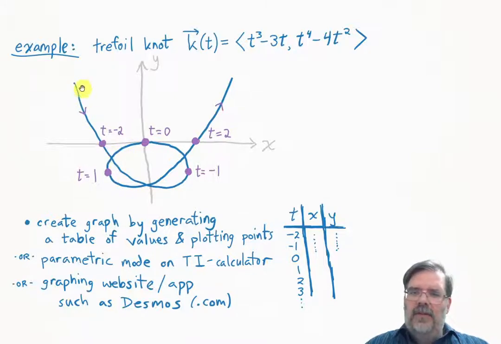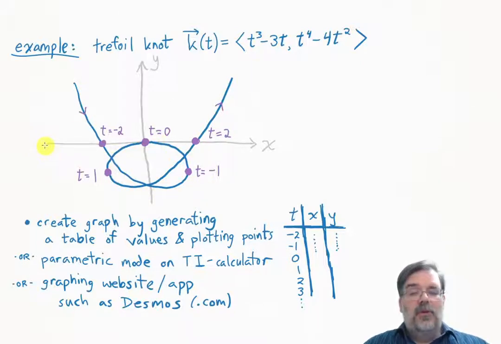So you start off here, and as you increase the values of t in this function, you'll actually traverse this curve. And here t equals -2, then t equals -1, t equals 0, t equals 1, t equals 2, and it goes off towards infinity. Right, that's expressed by the function k of t equals t cubed minus 3t, t to the fourth minus 4t squared. And it's kind of hard to look at these equations and know that this is the type of graph that you're going to get.